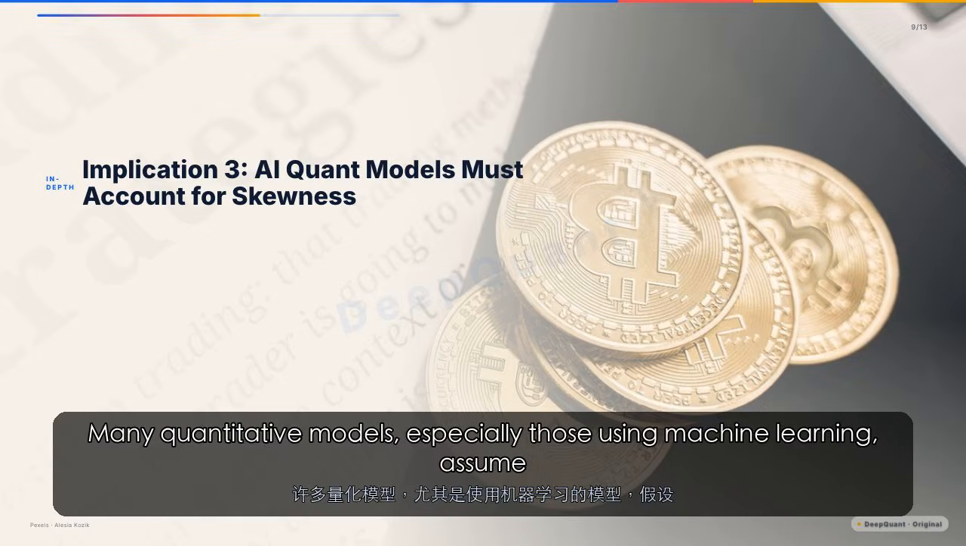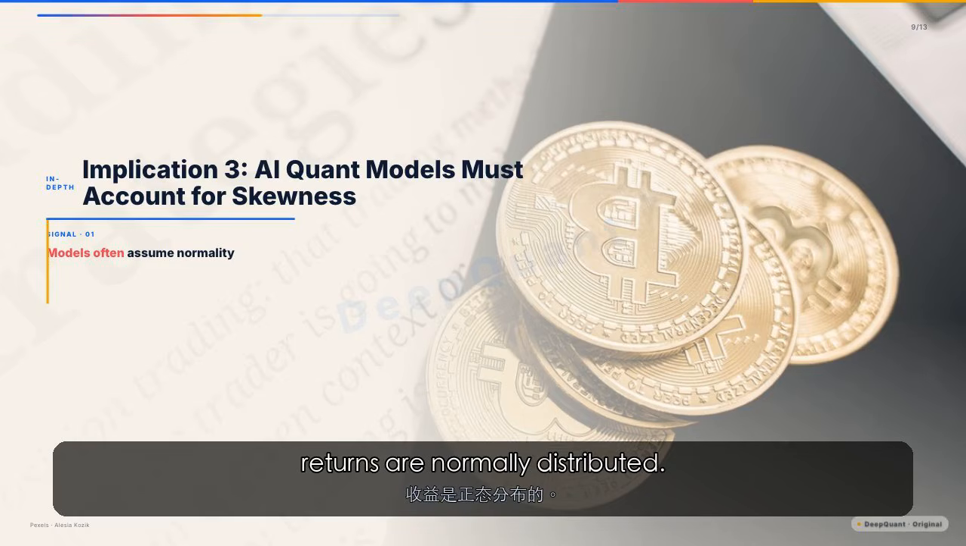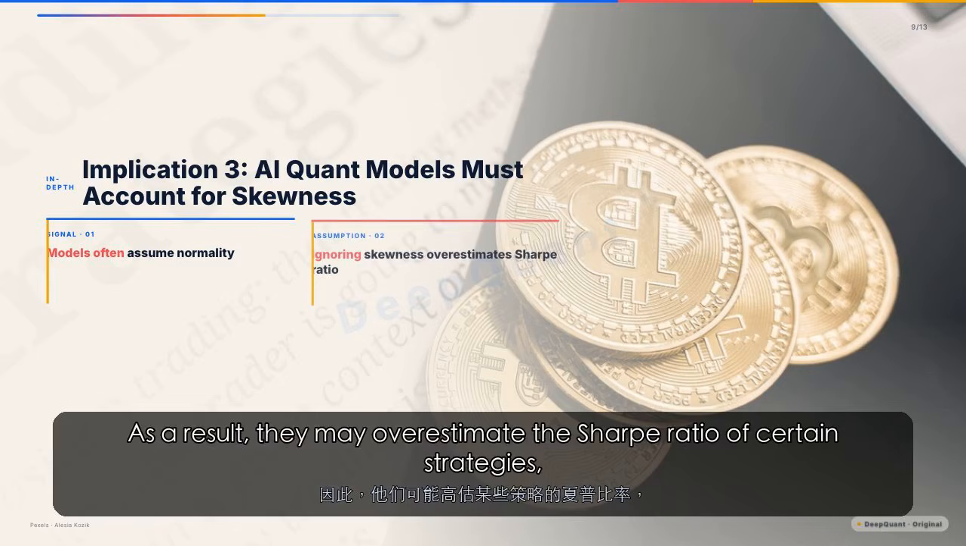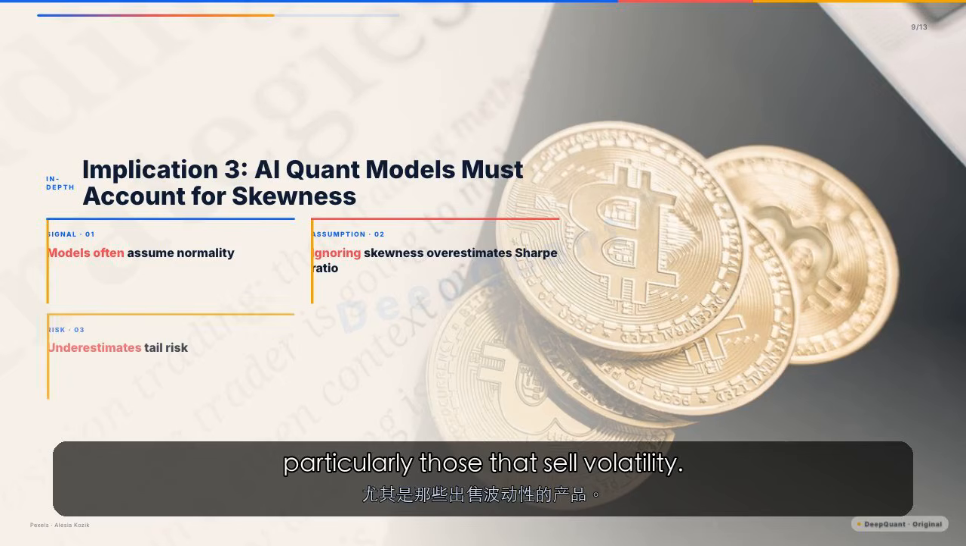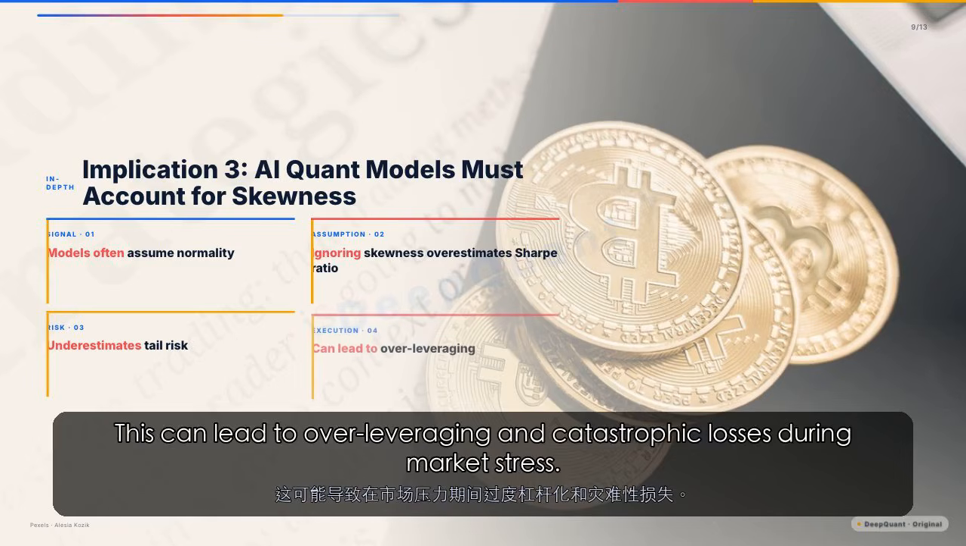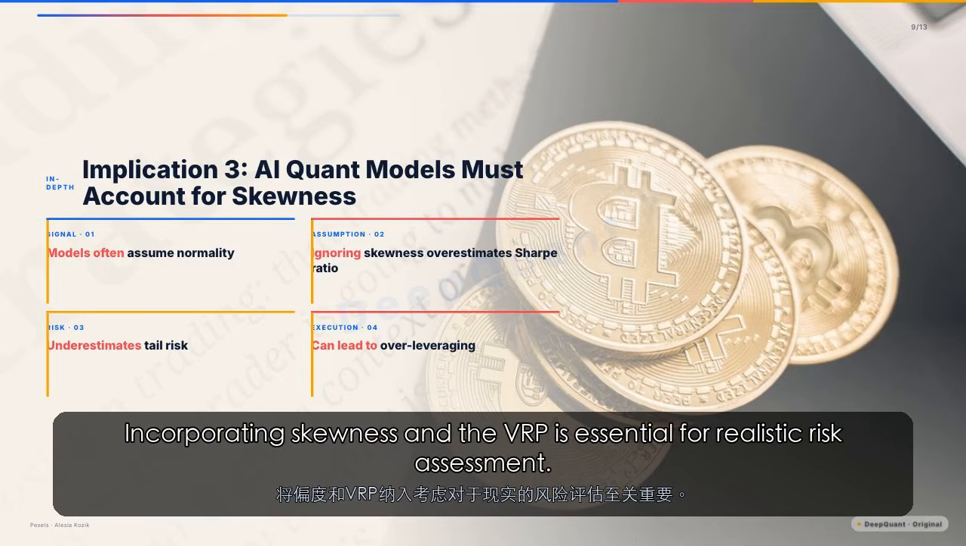Many quantitative models, especially those using machine learning, assume returns are normally distributed. This ignores skewness and the volatility risk premium. As a result, they may overestimate the Sharpe ratio of certain strategies, particularly those that sell volatility. By ignoring the negative skewness, the models underestimate the probability of large losses. This can lead to over-leveraging and catastrophic losses during market stress. Incorporating skewness and the VRP is essential for realistic risk assessment.